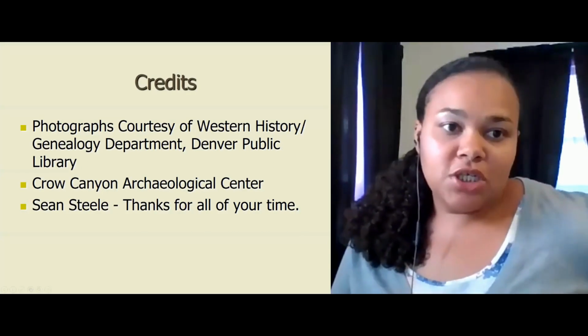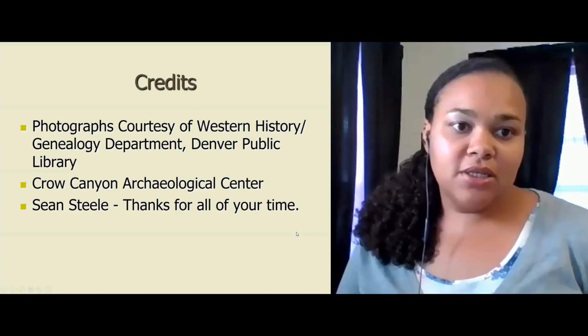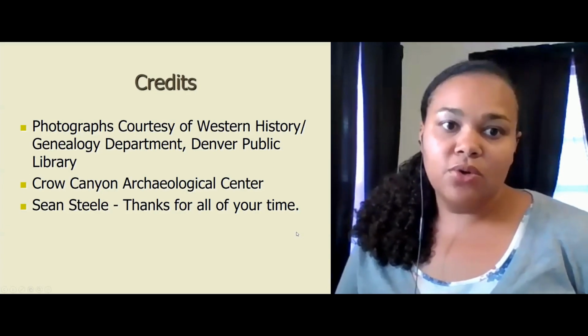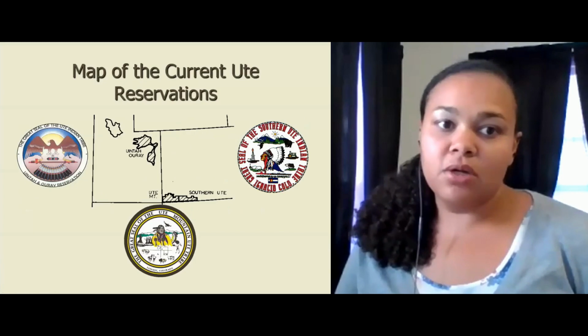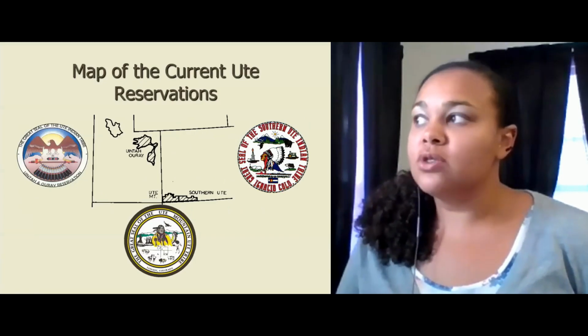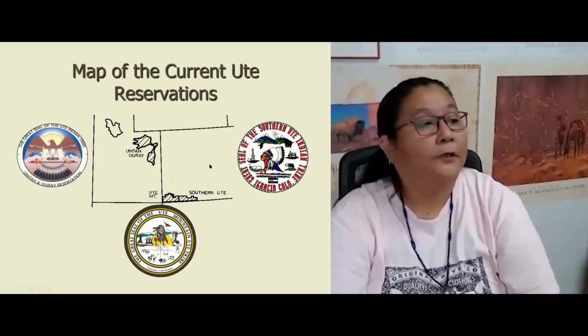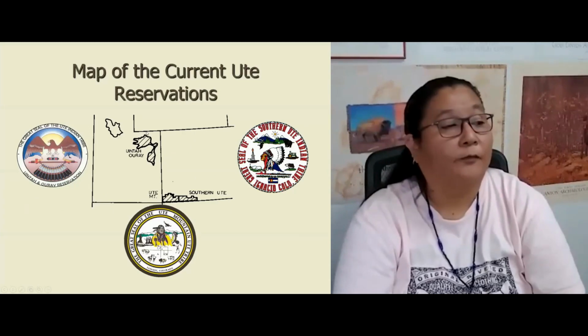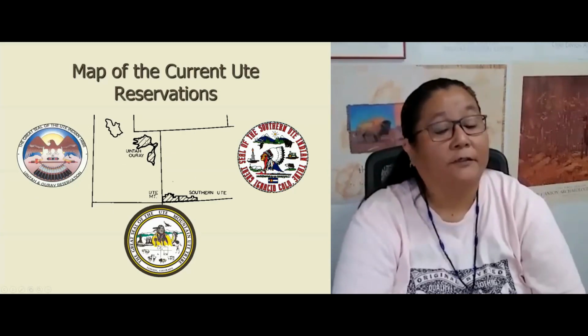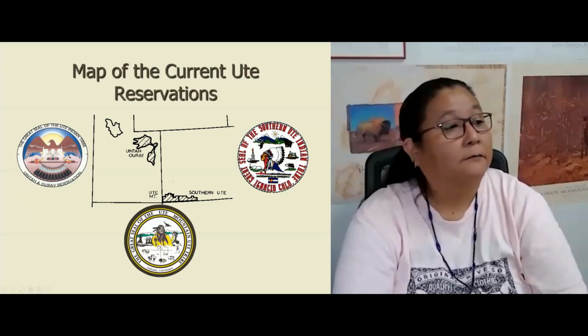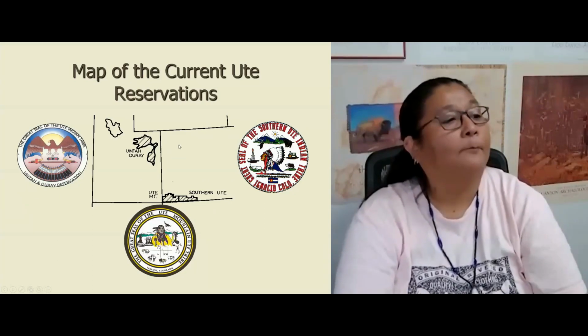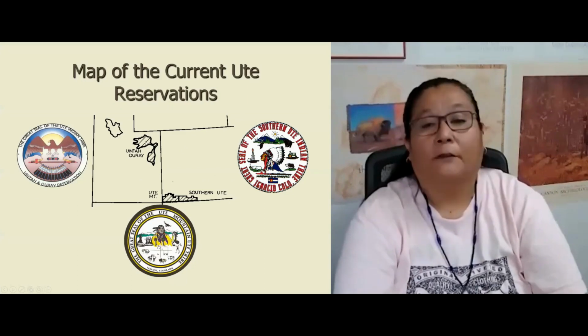The first question is from Donna: after Meeker, when the Northern Utes were removed from Colorado, where were they removed to? They were put on the Ute and Ouray reservation. So they were in this area here and then moved over into Utah.